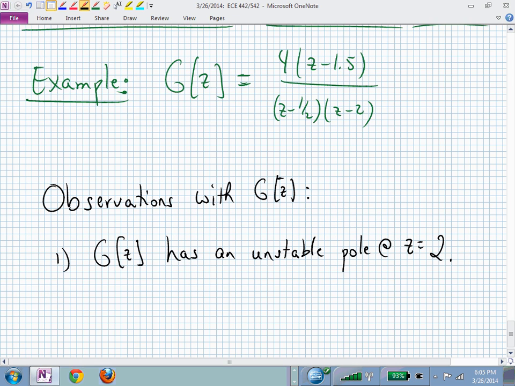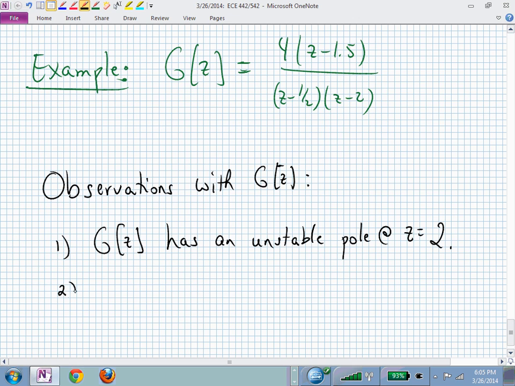Can you tell me anything more about g of z? Is there anything else interesting about g of z besides it being unstable? It has a pole zero excess of 1, doesn't it? Because we're going to need that from restriction 1, aren't we? So maybe we're not thinking of these in restriction 1 through restriction 4 order, but at least you're coming up with the right ones. G of z has a pole zero excess of 1.